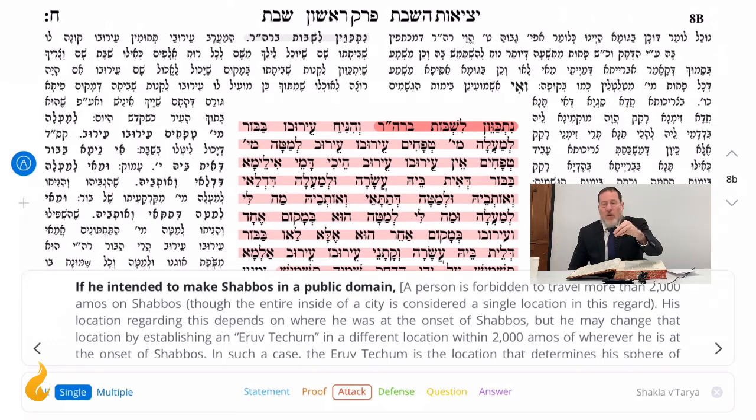But if I put an Eruv over there, and my city is within 2,000 amas, and that city is within 2,000 amas, I'm saying, because when I put an Eruv, I can go now 4,000 amas, 2,000 in this direction, 2,000 in that direction. It's always within the 2,000 amas from that Eruv. So it's considered as if I took in Shabbos at the place of my Eruv.